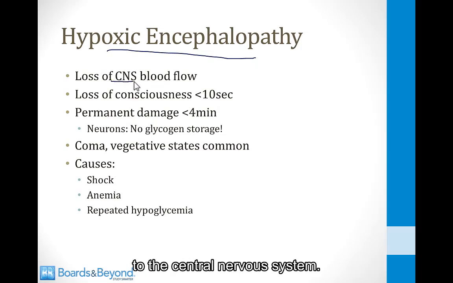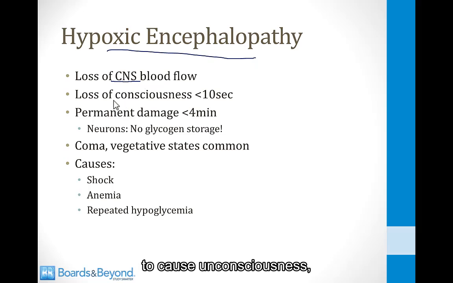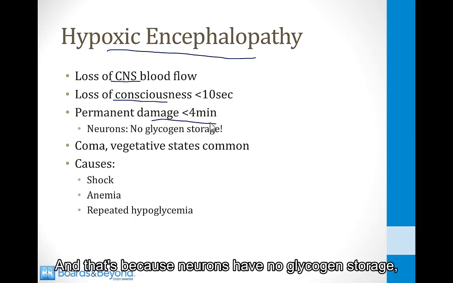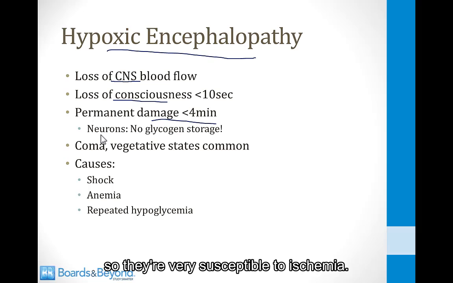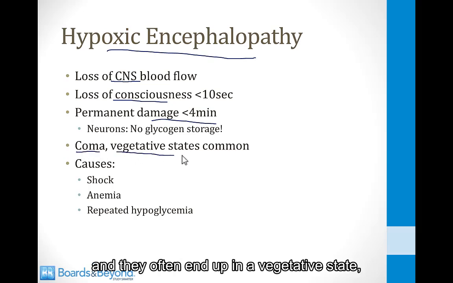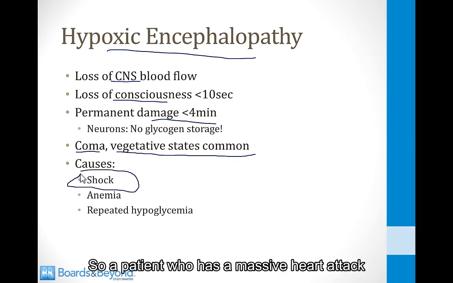Now we're going to talk about something called hypoxic encephalopathy, and this is what happens when you lose blood flow to the central nervous system. It only takes about 10 seconds of loss of blood flow to cause unconsciousness, and then you get permanent damage within 4 minutes, and that's because neurons have no glycogen storage, so they're very susceptible to ischemia. Usually when you get global ischemia to the brain, patients end up in a coma, and they often end up in a vegetative state.